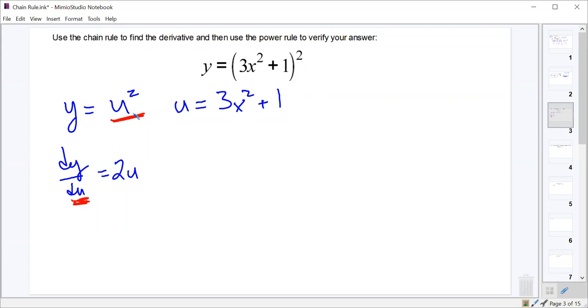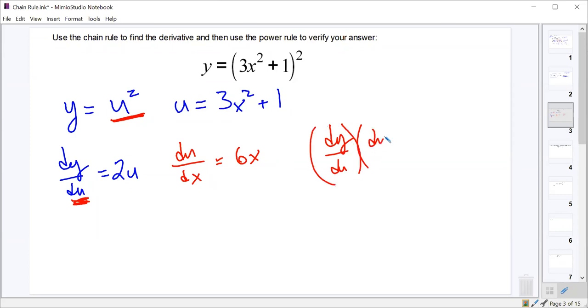Okay. Then we also need to find du/dx. And so du/dx should be the derivative of our new function u equals this, with respect to x. So it's the derivative of u in terms of x. The derivative of 3x squared is 6x. Everybody good with that so far? Yeah.